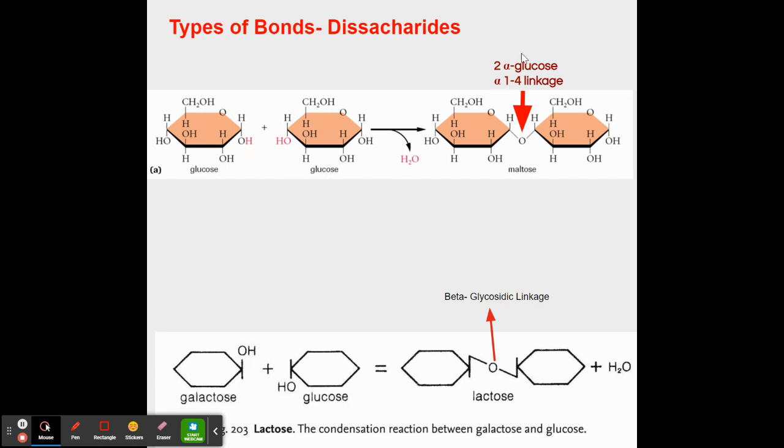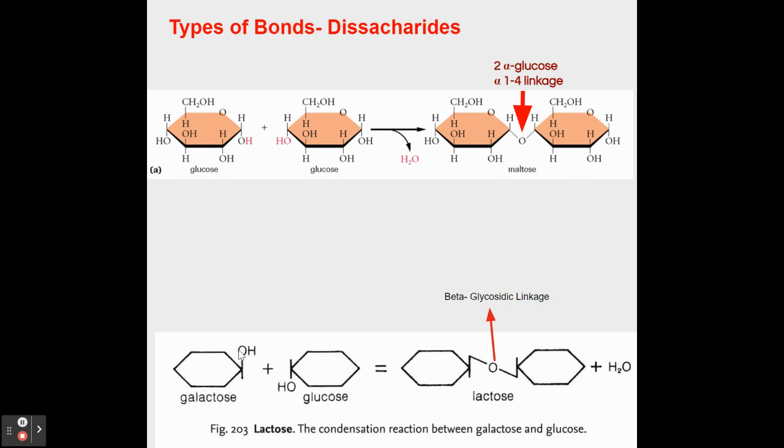We have two types of bonds for disaccharides. Remember how I said this was an alpha glucose? Alpha glucose goes to maltose, and that creates an alpha 1 to 4 linkage. Carbon 1 of one monosaccharide to carbon 4 of the other forms a 1,4 alpha linkage, because this is two alpha glucose molecules.